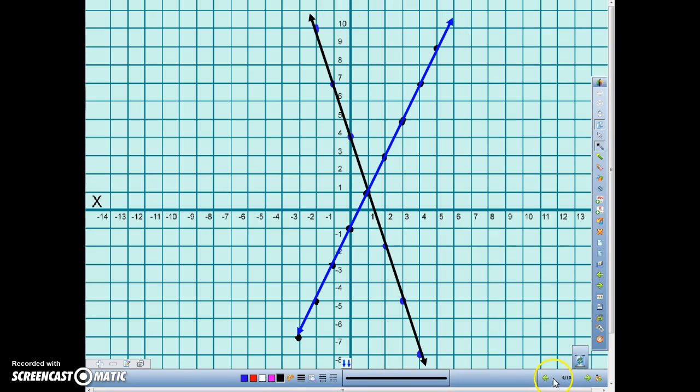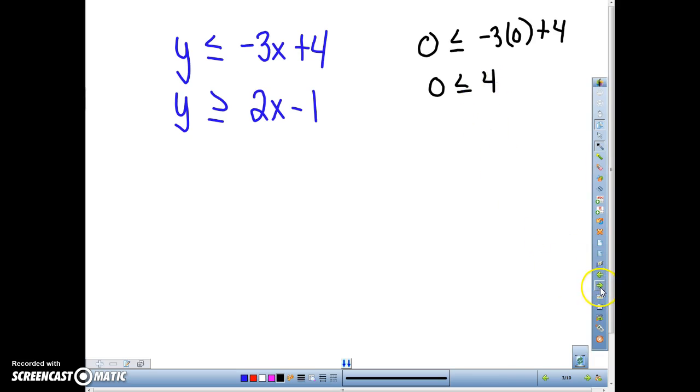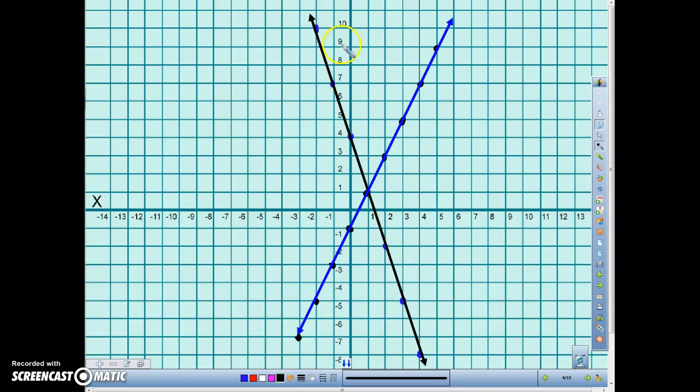On the first one, if we plug in 0, 0, we get 0 is less than or equal to negative 3 times 0 plus 4. So we have 0 is less than or equal to 4, which is true. The black line is the one that we graphed first, and so we have true. 0, 0 is true, so you're shading here or here.